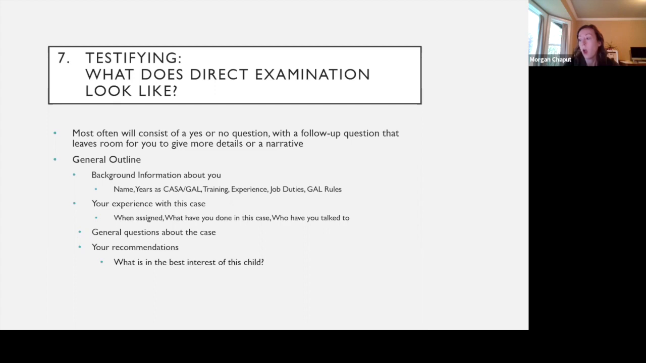So the general questions about the case section is going to be specific to whatever the facts of your case are. And then finally, they'll ask you about your recommendations. I think everyone knows that to terminate parental rights, there are some very specific findings that the court has to make. And one of those findings is that termination of parental rights is in the child's best interest. Well, that's exactly what we're there to testify about. It's about the child's best interest. So they have some very specific questions that they will ask you because they come specifically out of the statute.